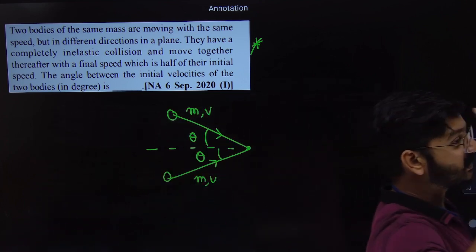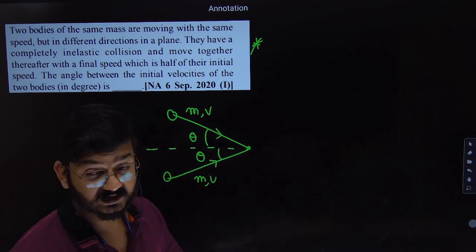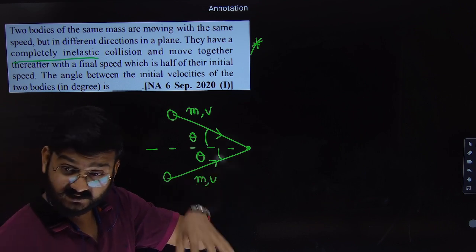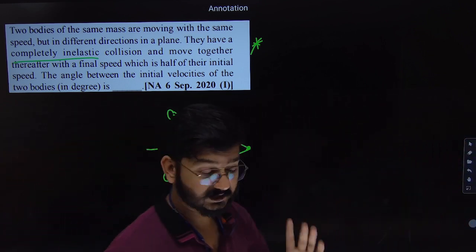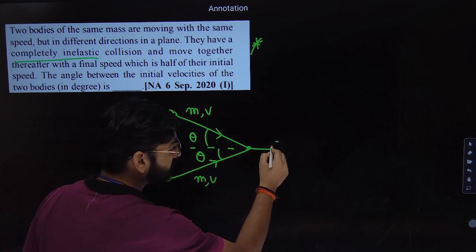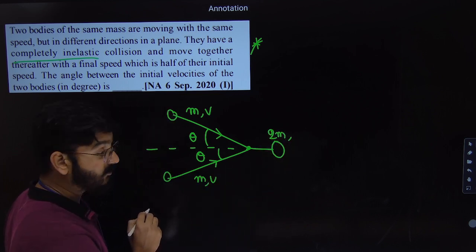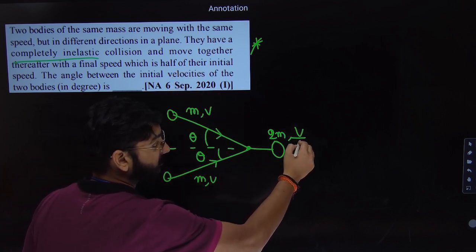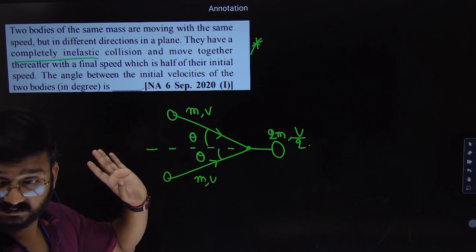If you read the question, there's a statement written, they collide completely inelastically. You can read the question. They have a completely inelastic collision. Means after the collision, both of them will move together with a common velocity. So here they will combine. M plus M will become how much? 2M. Any problem? And what is the velocity given? Half of the initial velocity. What is the velocity? V by 2. This is the situation already given in the problem.